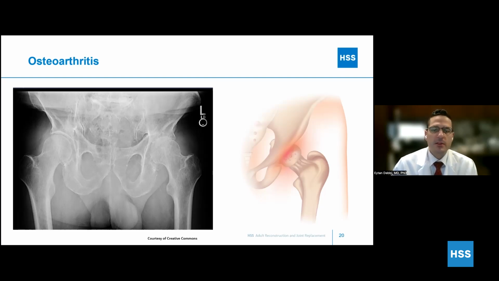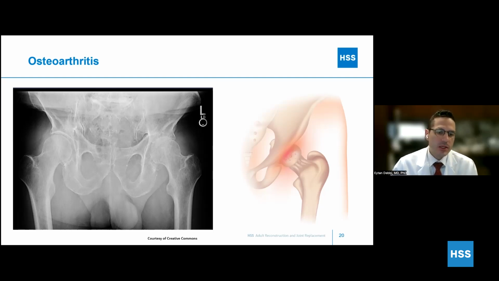Generally, arthritis is slowly progressive. So it's not like one day you wake up and your hip is now severe arthritis and the day before it wasn't. It's very rare. You slowly develop arthritis. And as the cartilage eventually wears out completely, you get what we call bone-on-bone arthritis.